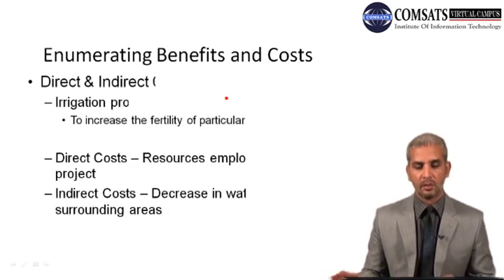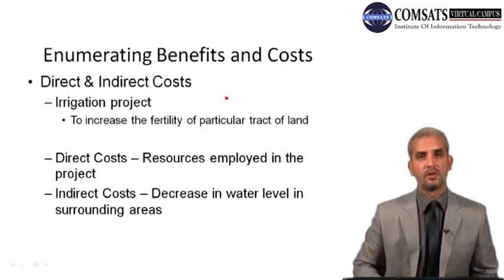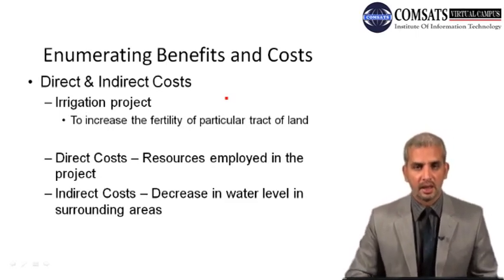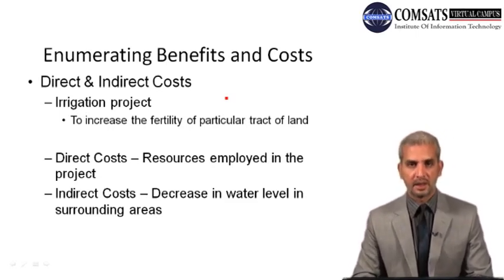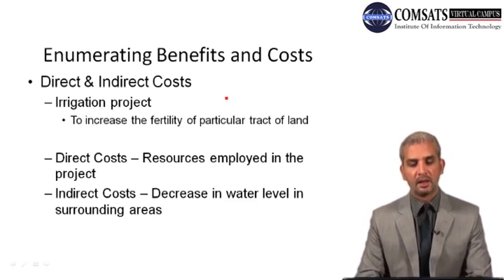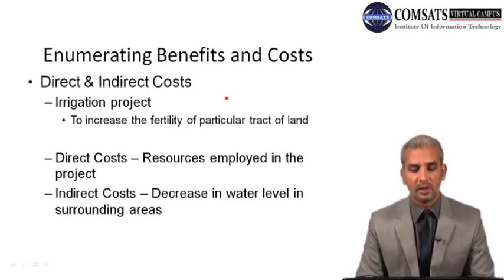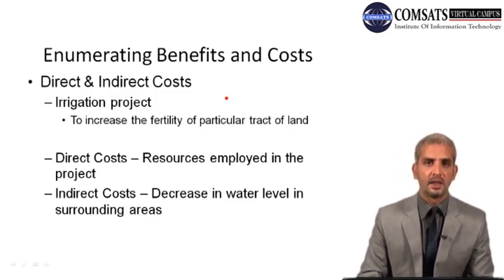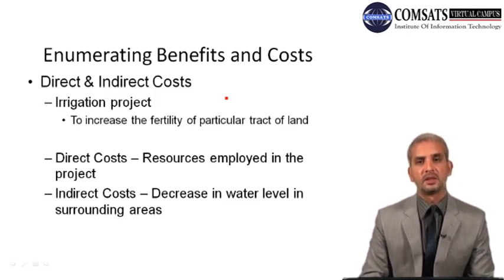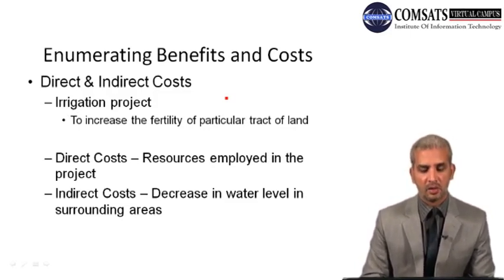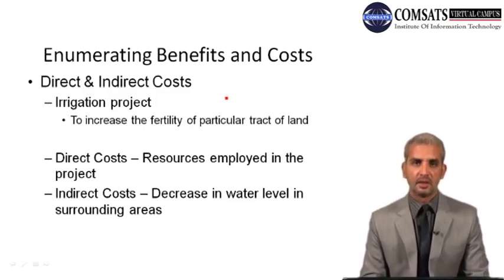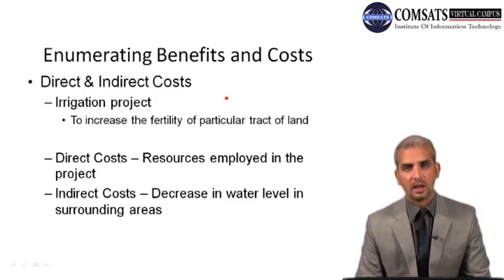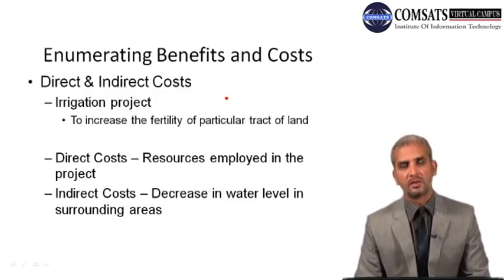Then there are direct and indirect costs of that irrigation project. We are taking the irrigation project as an example to understand enumerating benefits and costs. In the previous slide we discussed enumerating of benefits, direct and indirect benefits, and in this slide we would be discussing the direct and indirect costs. The project is to increase the fertility of a particular tract of land. That is a government project, and in order to evaluate that project in terms of cost and benefits, we need to consider all the costs and all the benefits.